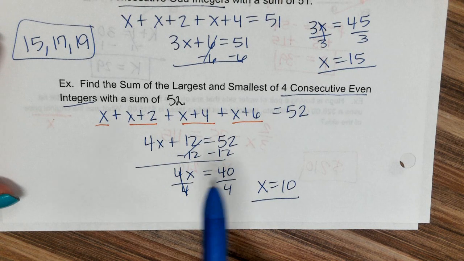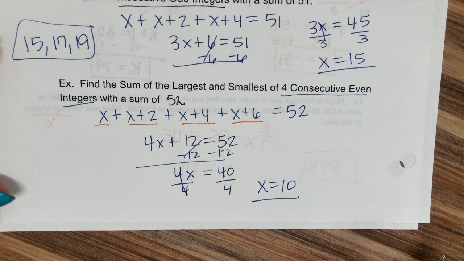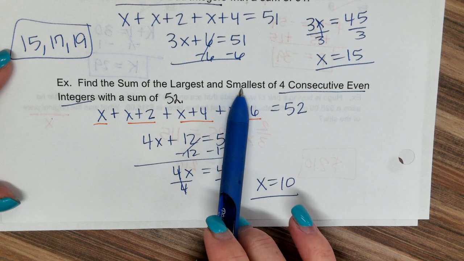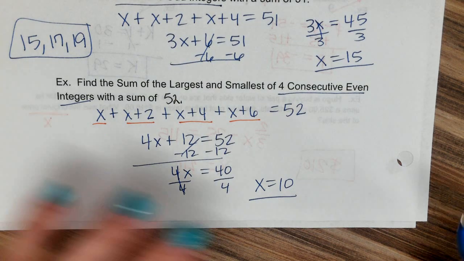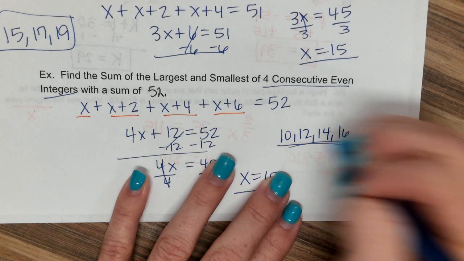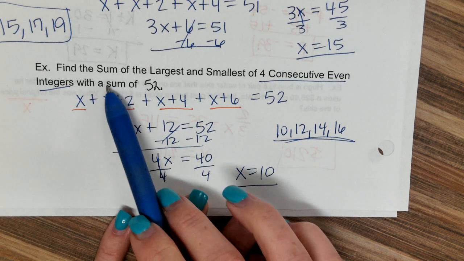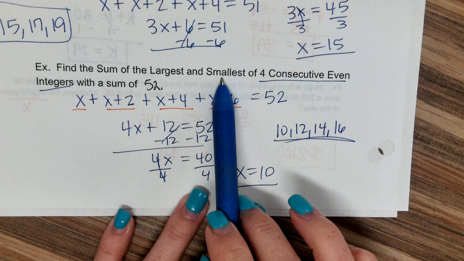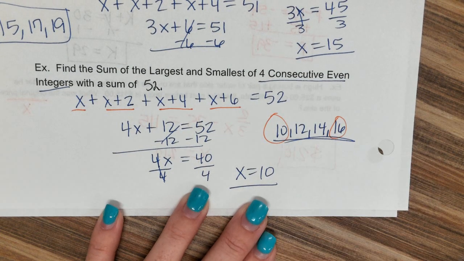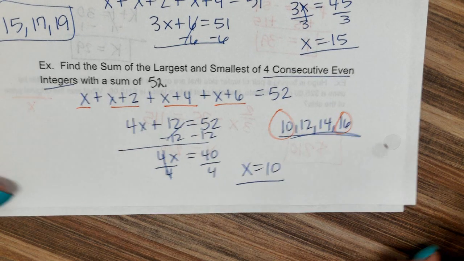Now, did it ask for all four of the integers? No, it didn't. It said find the sum of the largest and smallest. So I need to find all four, so it's going to be 10, 12, 14, 16, but that's not my answer. It wants the sum of the largest and the smallest, so here's the largest, here's the smallest. What's the sum of those? 26.